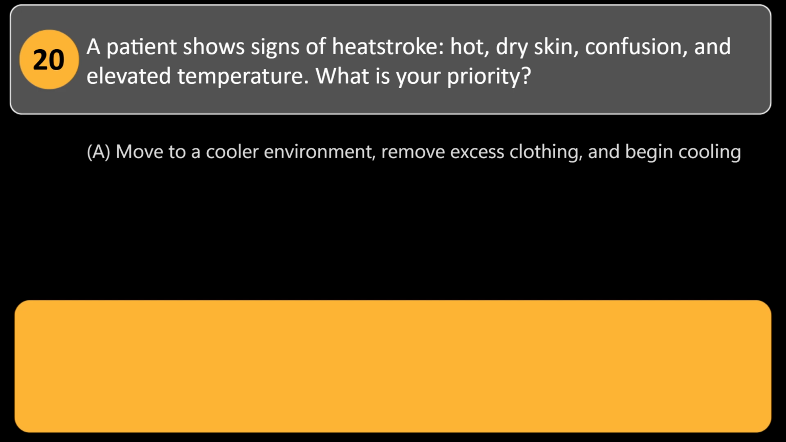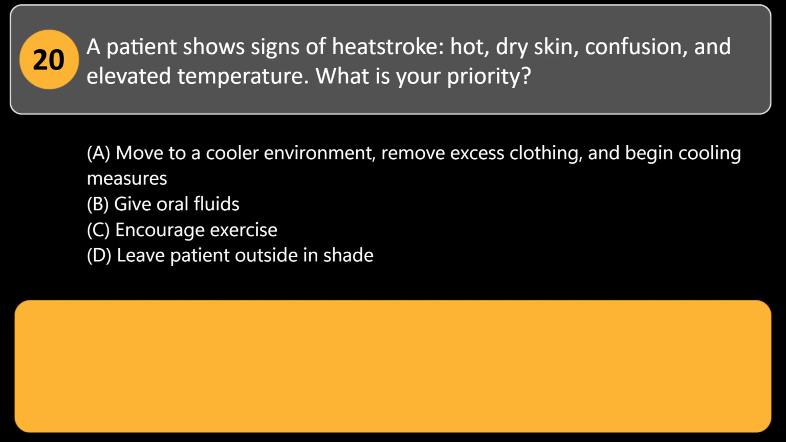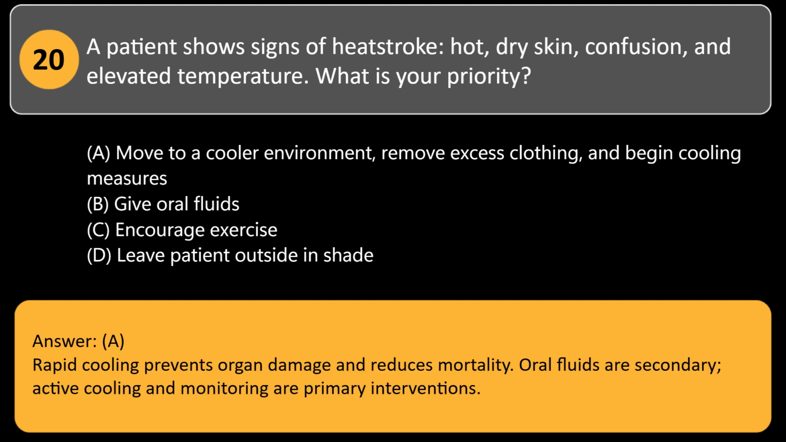A patient shows signs of heat stroke: hot, dry skin, confusion, and elevated temperature. What is your priority? A. Move to a cooler environment, remove excess clothing, and begin cooling measures. B. Give oral fluids. C. Encourage exercise. D. Leave patient outside in shade. Answer: A. Rapid cooling prevents organ damage and reduces mortality. Oral fluids are secondary; active cooling and monitoring are primary interventions.